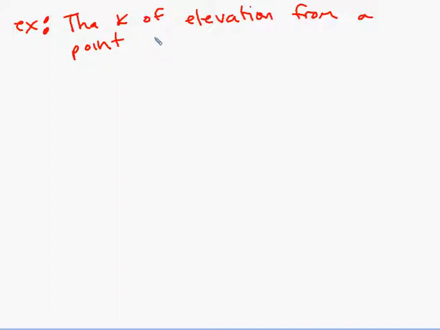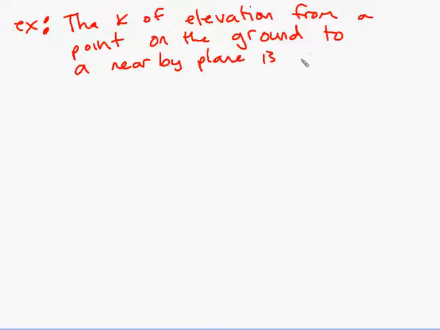So, example word problem. The angle of elevation from a point on the ground to a nearby plane is 72 degrees.